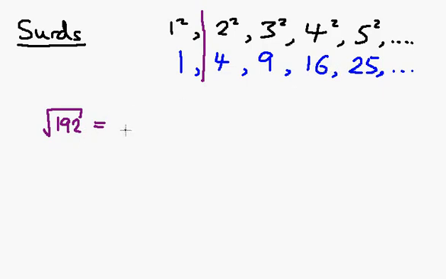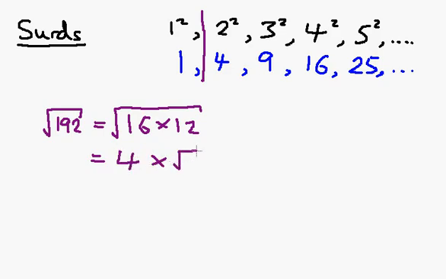Now if I look at 192, I know that I can split this and write it as 16 times 12. So the square root of 192 is equal to the square root of 16 times 12. From the previous example, I know that I can split this square root into two separate square roots: root 16 times root 12. Now root 16 is actually 4, so I can write this as 4 times root 12.